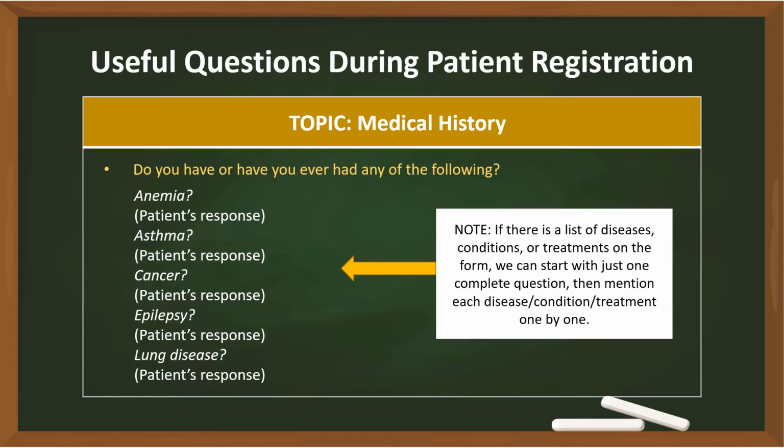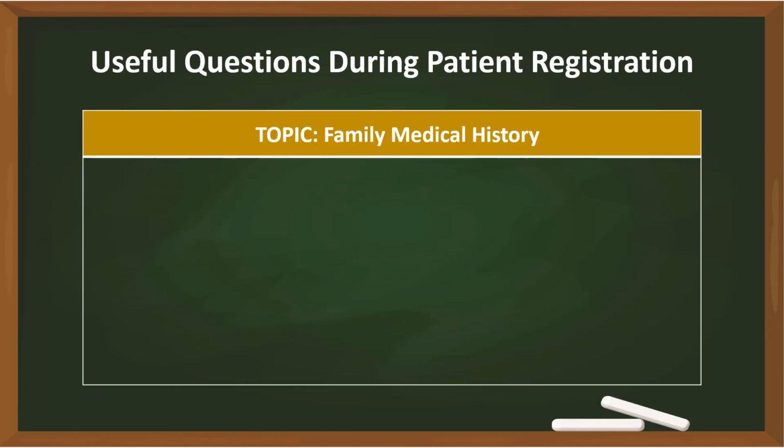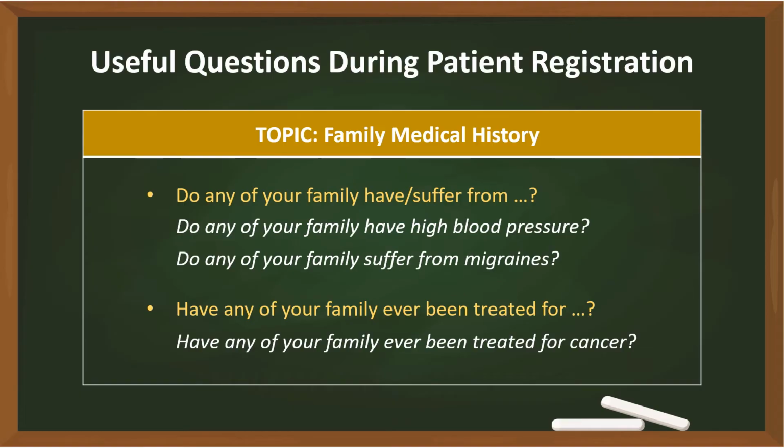Anemia? Asthma? Cancer? Epilepsy? Lung disease? Of course, we wait for the patient's response to each item before we mention a new one. Now, questions about family medical history are similar to those about the patient's own history. Do any of your family have? Do any of your family suffer from? Have any of your family ever been treated for?